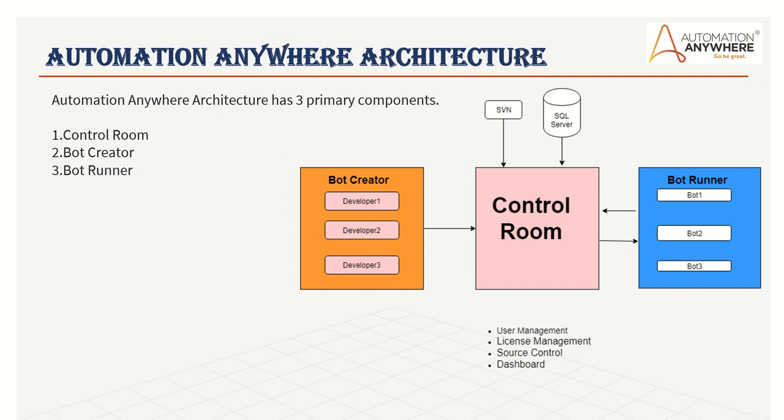What is bot runner? The bot runner is the machine where the bot runs, and you can run multiple bots in parallel. You only need a run license to run the bot, and the bot reports back its execution. You can see whether the bot has failed, what the issue is, why the bot is stuck, and why the bot is not running. You can get all the visibility into what is happening on the bot runner.